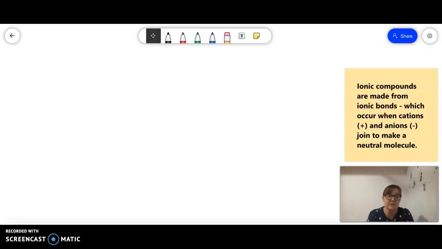Naming ionic compounds can be one of the hardest parts of grade 9 science. So I wanted to just go over one more time another way of doing this and hope that it makes it a little bit more clear for any of you who are still having trouble.